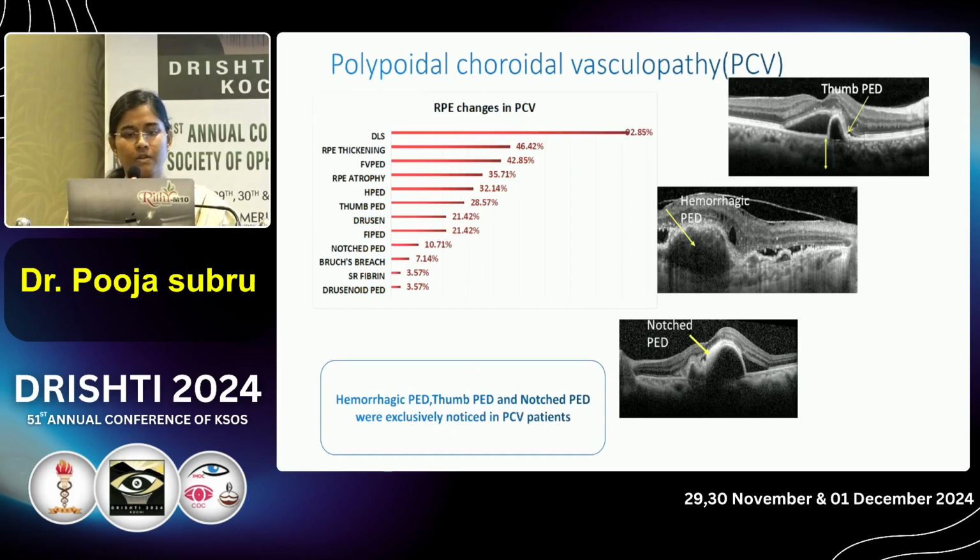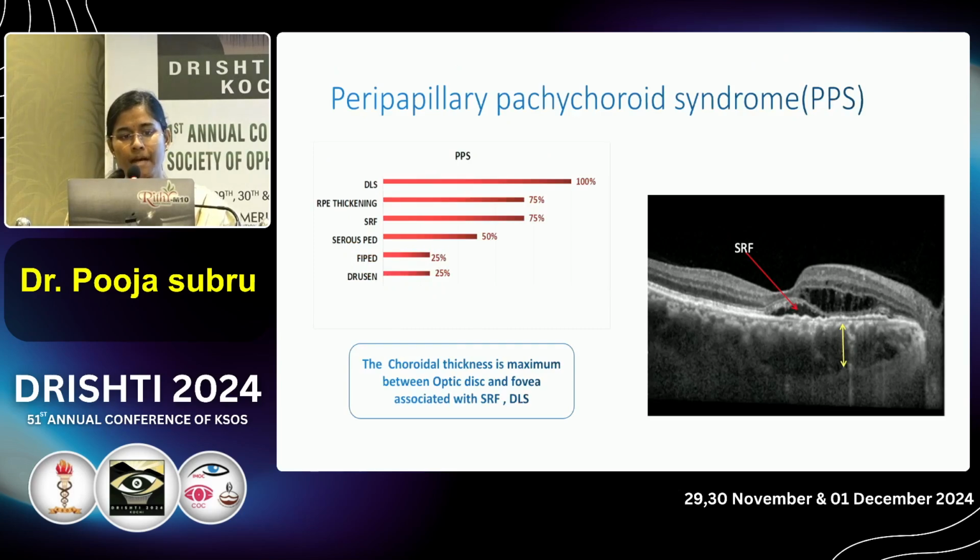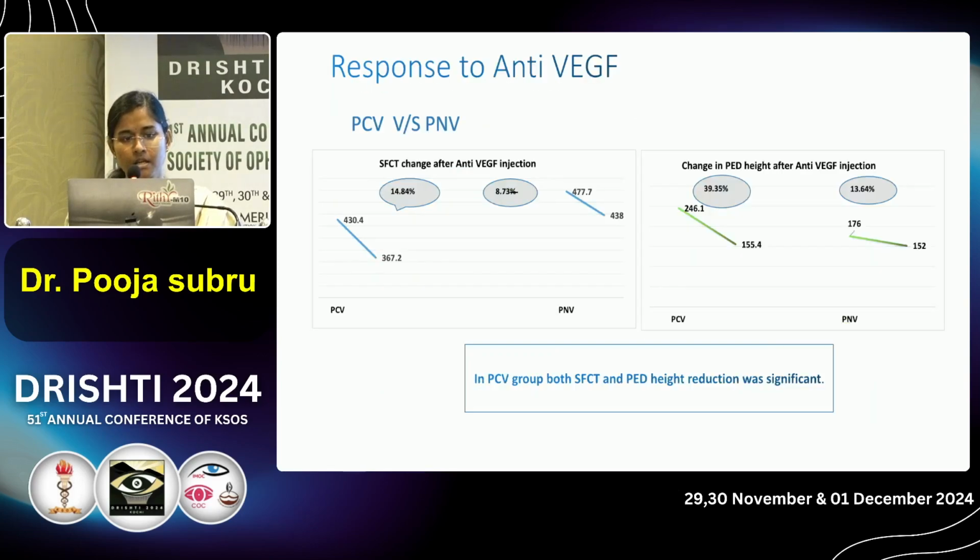Polypoidal choroidal vasculopathy is associated with characteristic PED like hemorrhagic PED, thumb PED, and notch PED. Peripapillary pachychoroid syndrome: here the choroidal thickness is maximum between the optic disc and fovea, associated with subretinal fluid and AA sign. This is a graph showing response to anti-VEGF among PCV and PNV patients.